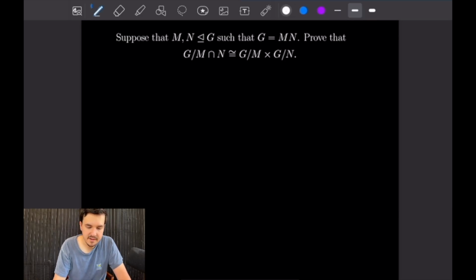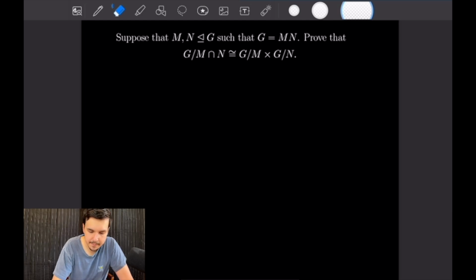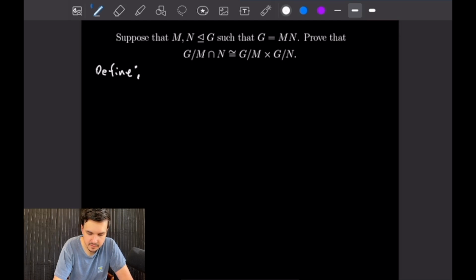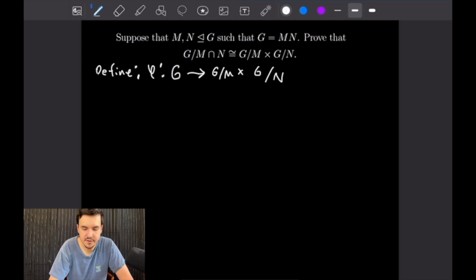So let's jump into this, and we'll start by defining the following map, which we are going to use for the entirety of this proof. Let's call this map phi, and phi is going to go from our group G to G mod M cross G mod N. We're going to use this setup because we want to use the first isomorphism theorem. To do that, we want to show that the kernel of this function is equal to M intersect N, and the image is equal to the entire thing, which is G mod M cross G mod N.